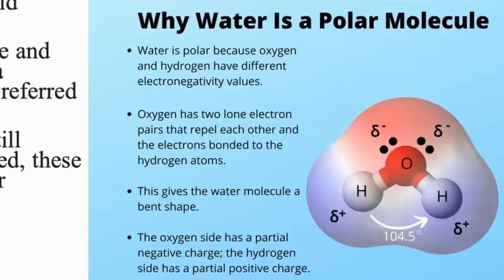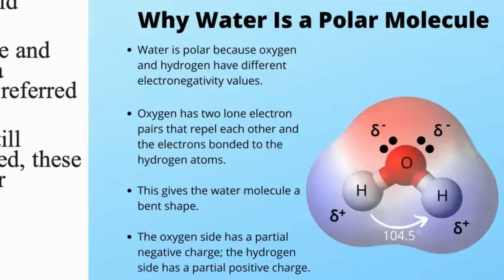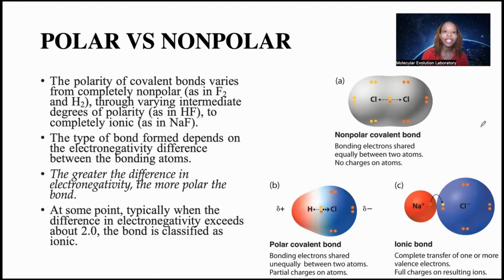The oxygen side has a partial negative charge, and the hydrogen side has a partial positive charge. These two lone electron pairs result in a bending of the water molecule because the pairs repel each other, creating a bent structure with a bond angle of 104.5 degrees. The polarity of covalent bonds varies from completely non-polar, as in difluorine molecules and hydrogen.